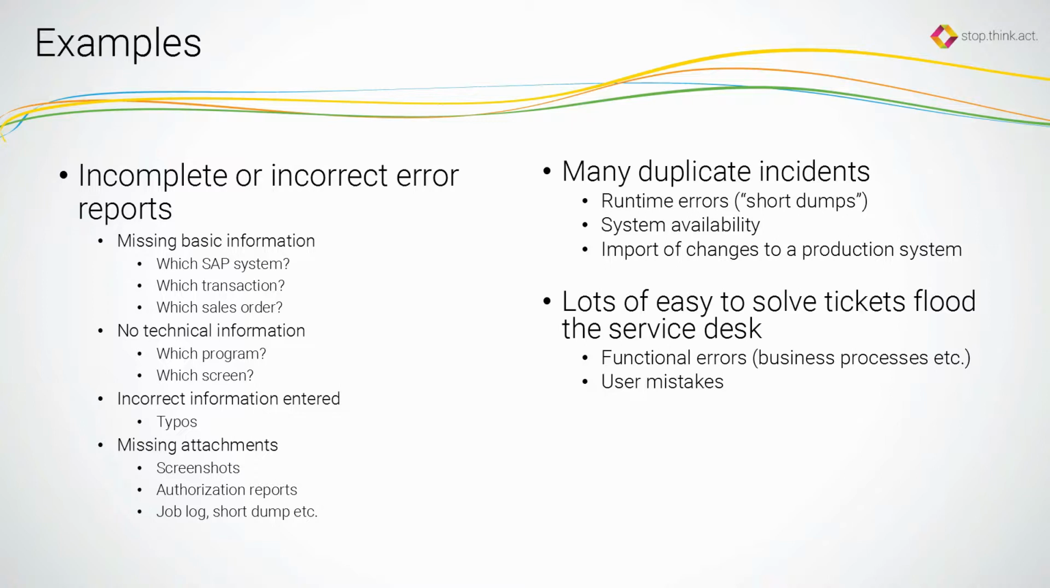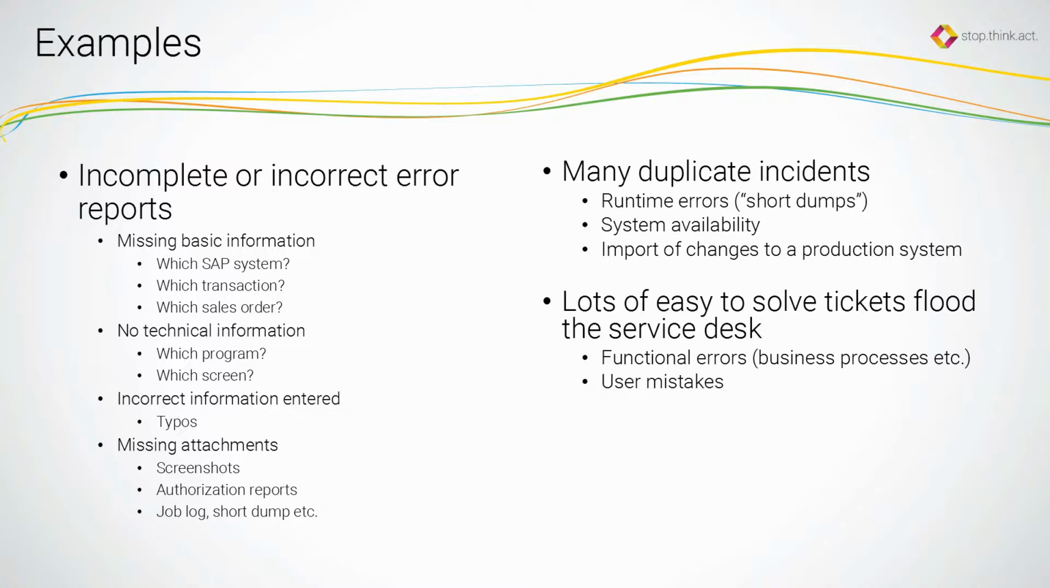Some examples for duplicate incidents are runtime errors, also known as short dumps. If one occurs, then possibly it will affect many users. Also, if some external systems are not available, that might end up with a lot of duplicate tickets. And if you import a change into a production environment that contains an error, then possibly you have a lot of incidents with the same content.